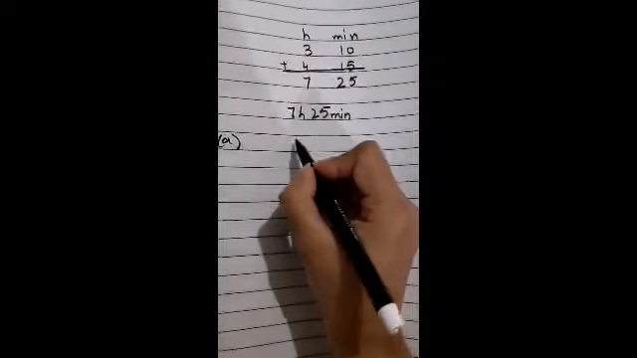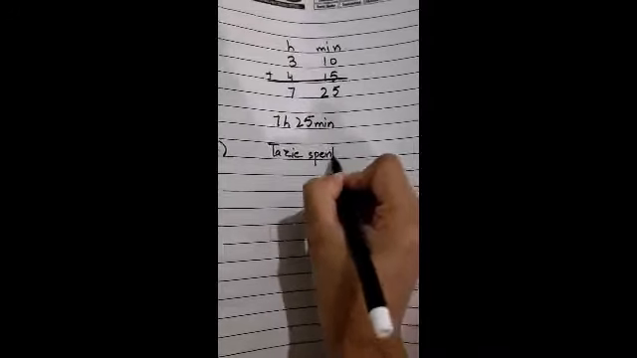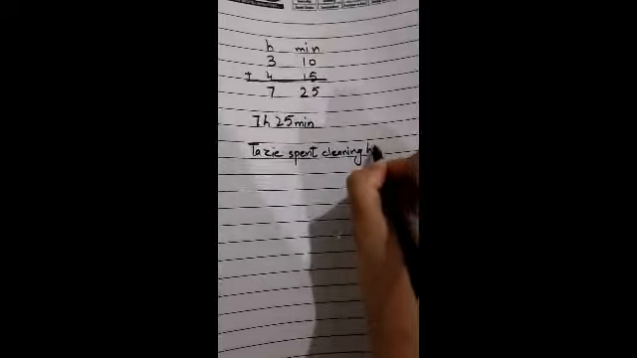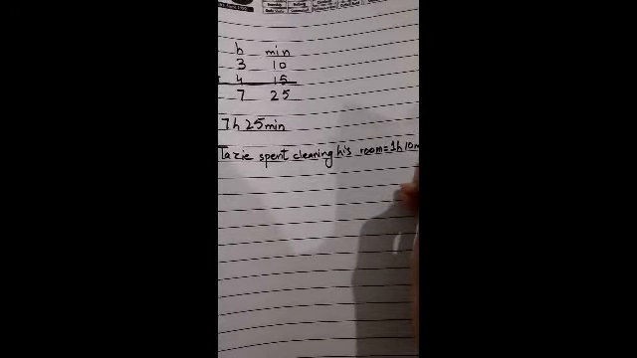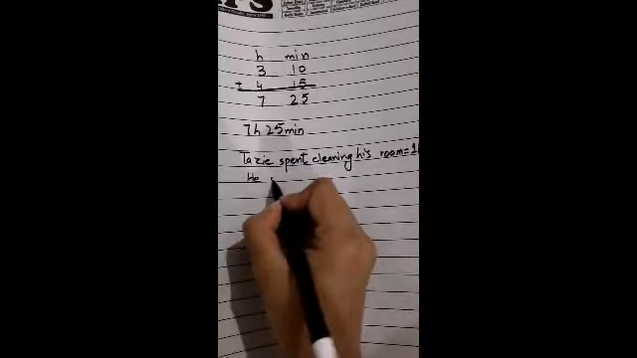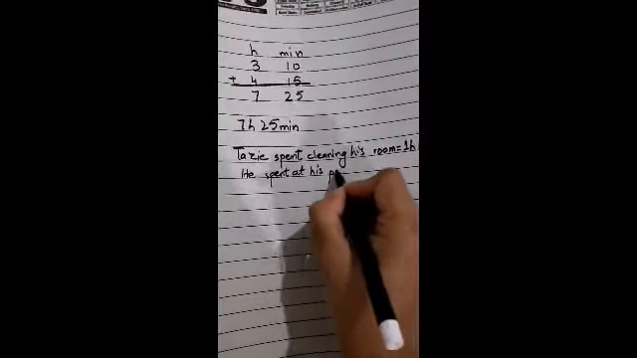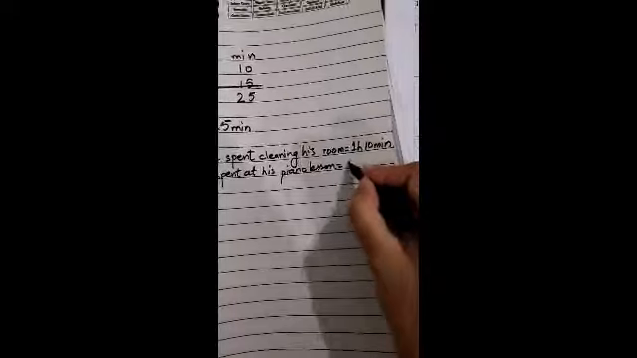Part A, the time that Daisy spent cleaning his room is 1 hour and 10 minutes, it is given. And the time he spent at his piano lesson is 1 hour and 20 minutes.